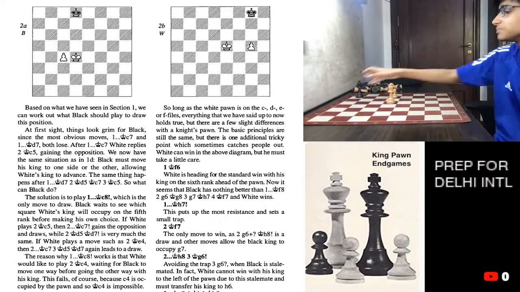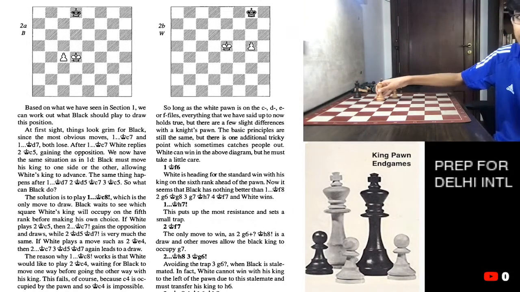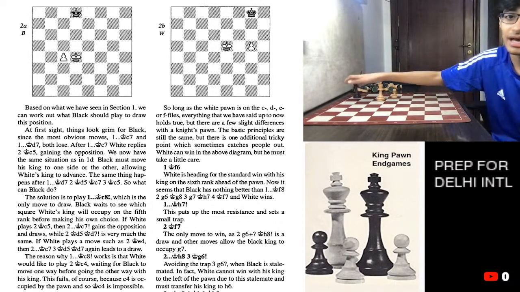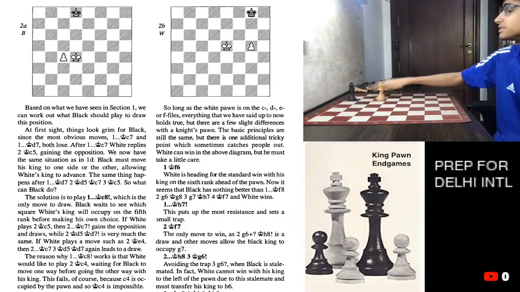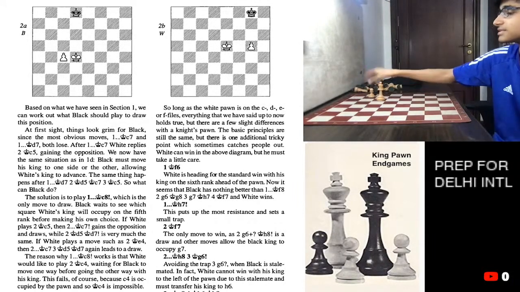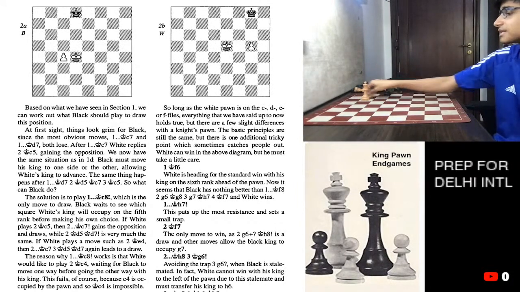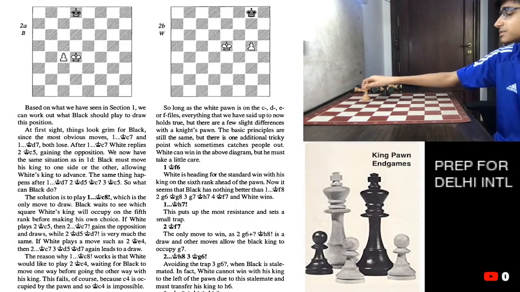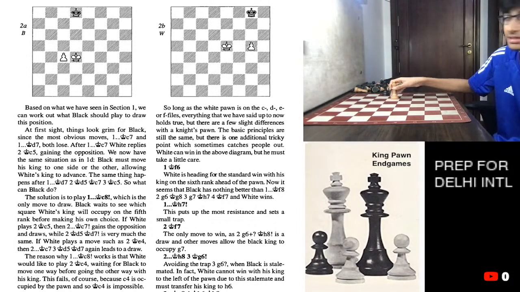Okay, so in such a position, you can go king f6, okay. White is heading for the standard win, with this king on the 6th rank ahead of the pawn. Now it seems that black has nothing better than king f8, which is followed by g6, king g8, g7, king h7, king f7, king h6, g8 queen, king h5, and then g3, king h6, and queen g8 is mate, which is very standard.